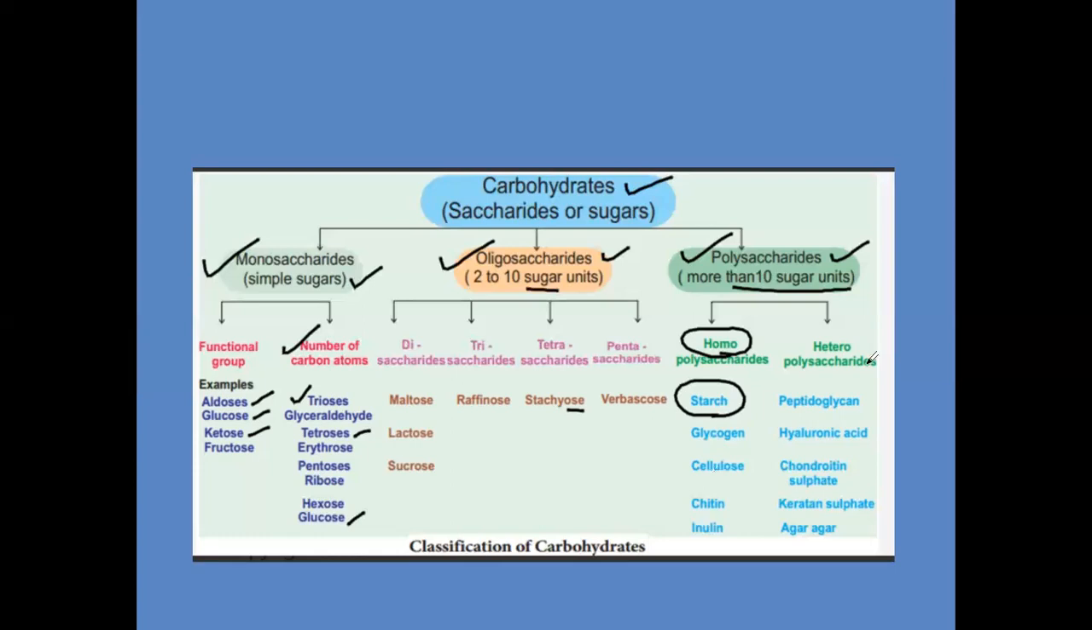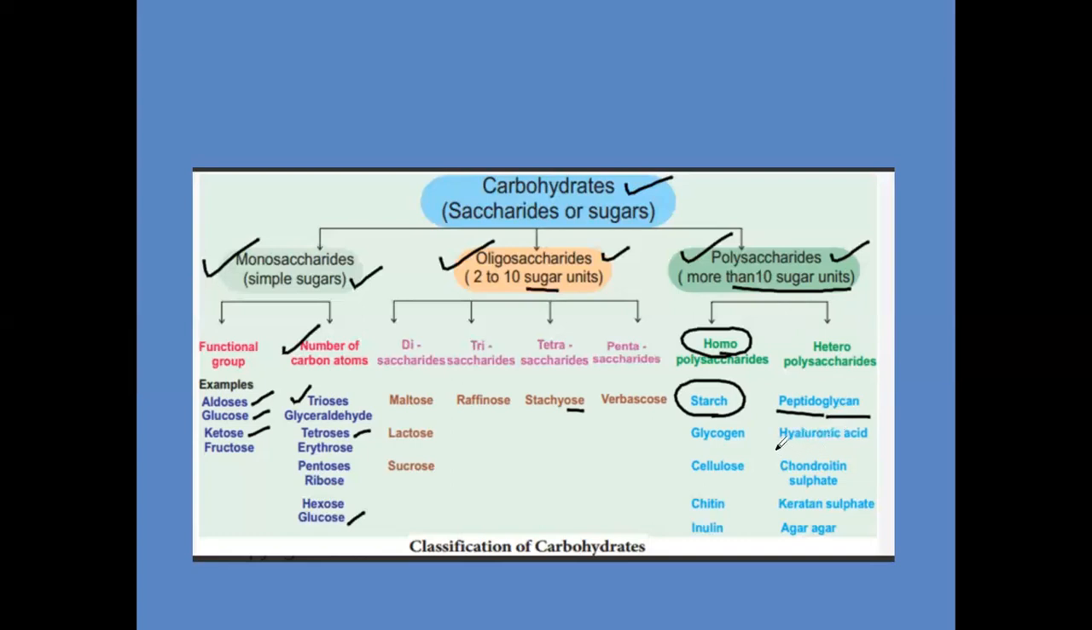Heteropolysaccharides. The heteropolysaccharides, examples, peptidoglycan. That means what now? Hetero meaning what? In each polysaccharide, more than 10 sugar units will be there. But all sugar units will not be the same type. Different types of sugar units will be forming heteropolysaccharide.